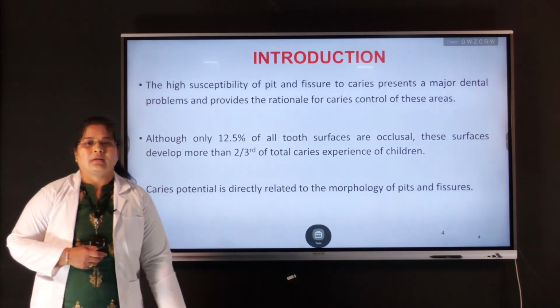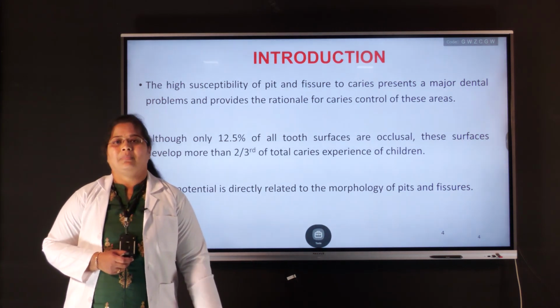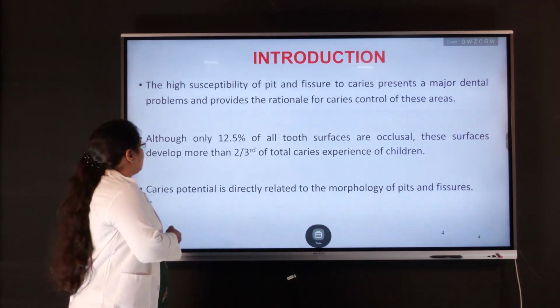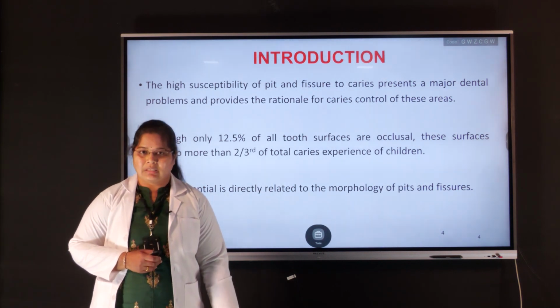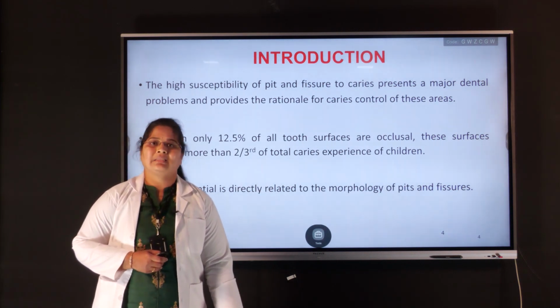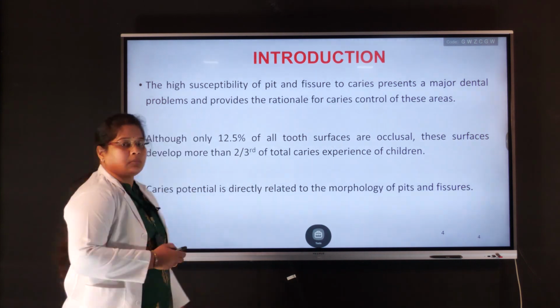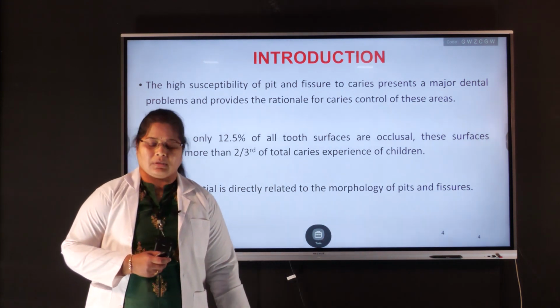Introduction. Dental caries and periodontal diseases are common dental problems, and pits and fissures are more susceptible to dental caries. Among all the surfaces, the occlusal surface percentage is 12.5%. Caries incidence among occlusal surfaces is 2/3 of all the surfaces. And the morphology of the pit and fissure is also prone to dental caries.